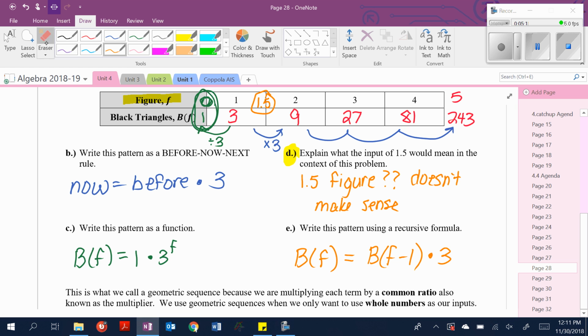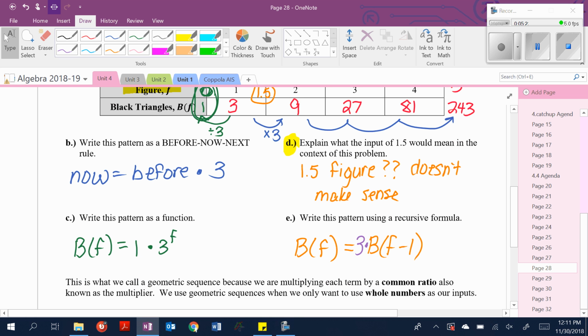We could also put the 3 out in front here and do 3 times that. But something that's really important when you are talking about a recursive formula is that you also have to say where to begin, right? So the first term or the first figure has 3 triangles. With the recursive formula, if you don't have a starting point, you can't do the problem. So this here is something that people leave off a lot of times, but that's like the most important part of the problem because otherwise you can't do it.